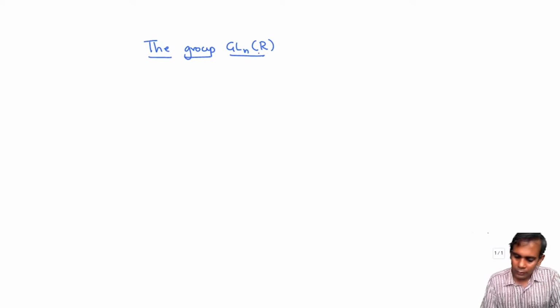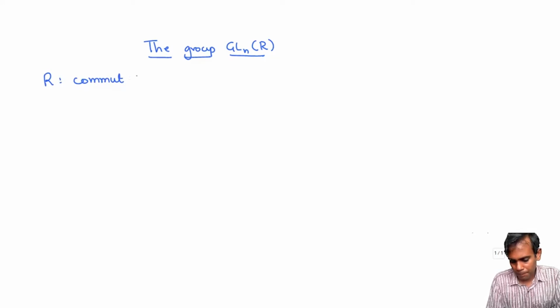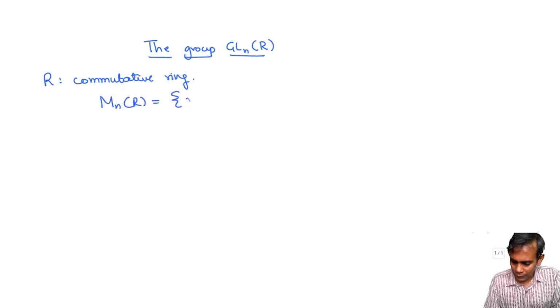In this very short lecture, I'm going to tell you about the general linear group over a commutative ring R. It's called the group GL subscript n R. So here we'll take R to be any commutative ring, and denote by M_n(R) the ring of all n by n matrices with entries in R.